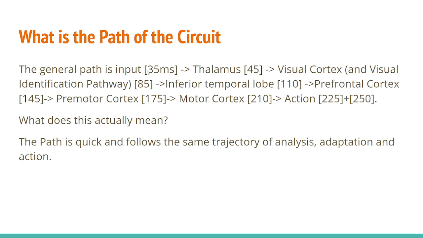So the general path of the circuit is the same one shown in the figure, but it's surprisingly hard to get figures on this. I just had to take a picture of the book. But yeah, it's input, thalamus, visual cortex, and then these are the timestamps of when all of that happened, and then inferior temporal lobe, prefrontal cortex, premotor cortex, motor cortex, action. But that doesn't really mean a whole lot.